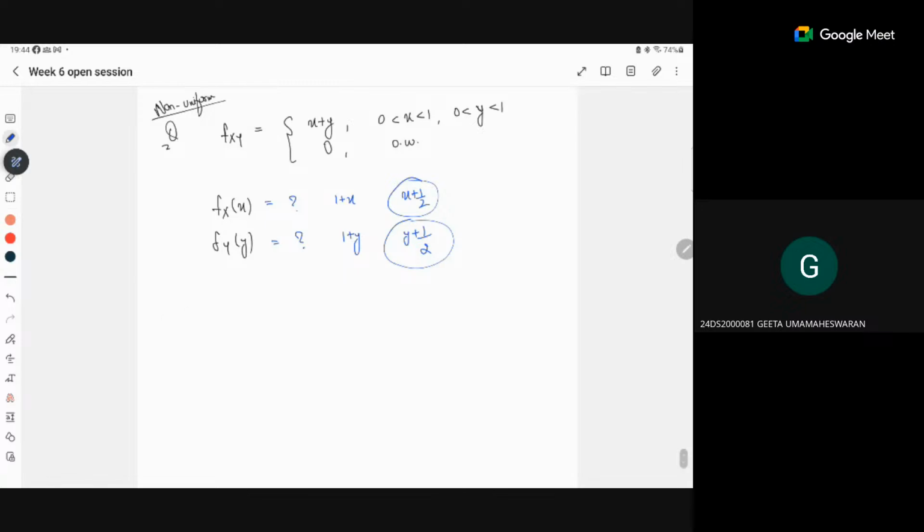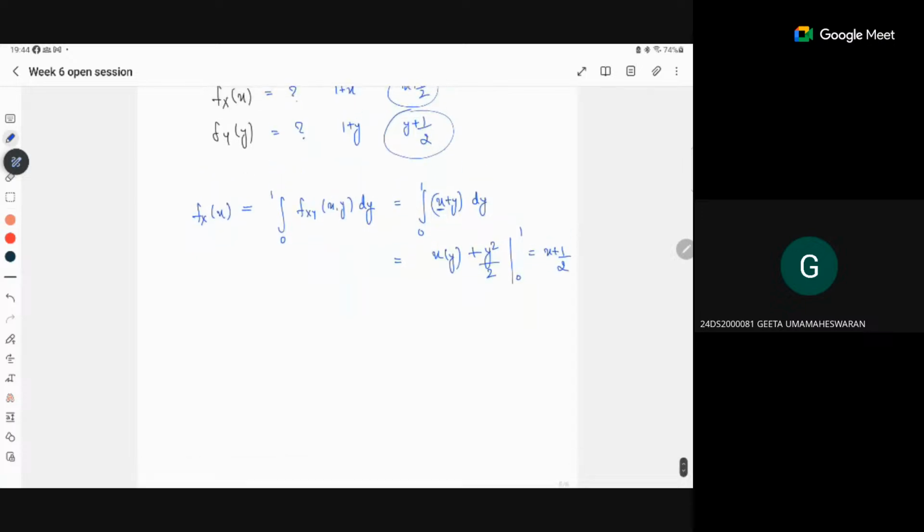Maybe we can solve this question. So what is f of x of x? How is f of x of x defined? It will be the integral of f of x y dy, where y is varying from 0 to 1. So integral from 0 to 1 of x plus y dy. I am integrating with respect to y, so my x would be constant. So this would be xy plus y square by 2, varying from 0 to 1. So this would be x plus 1 by 2.